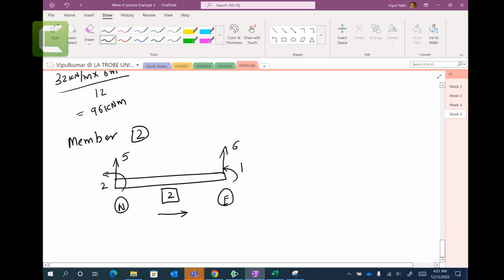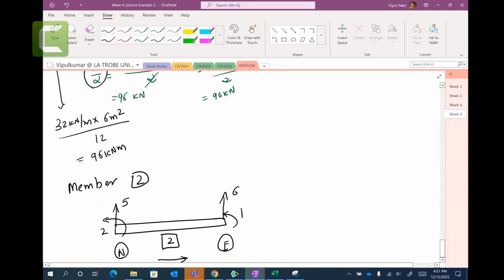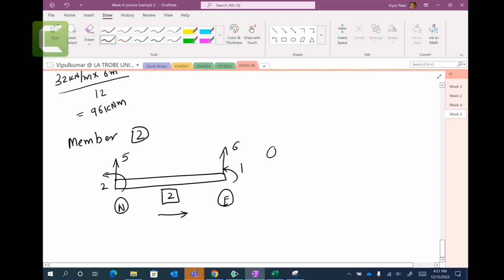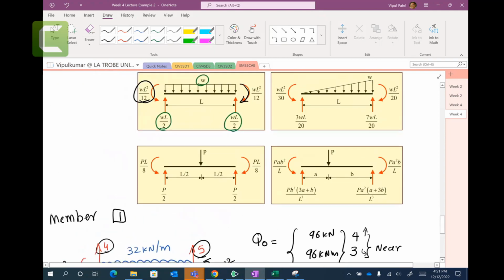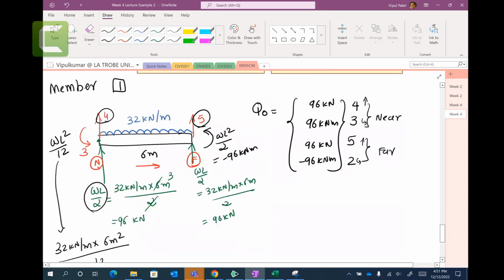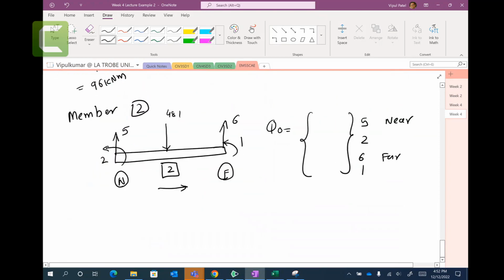So in here, you will get Q0 equal to near and far, 5, 2, 6, and 1. So we can do the calculation because the load is coming is how much? 48 kilonewtons, 1 meter here, 1 meter here.